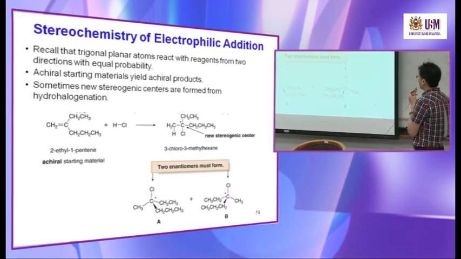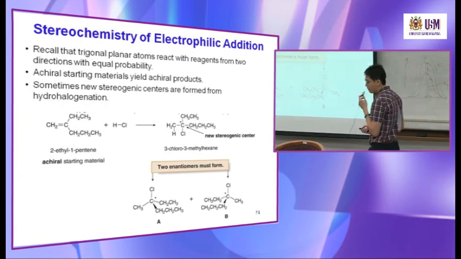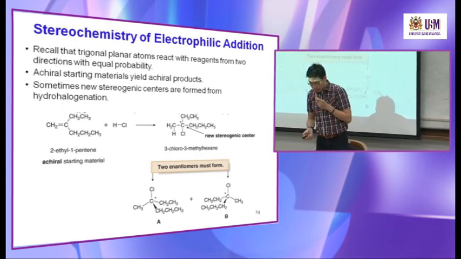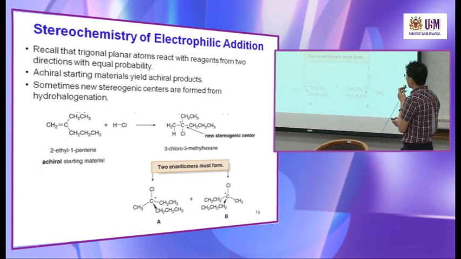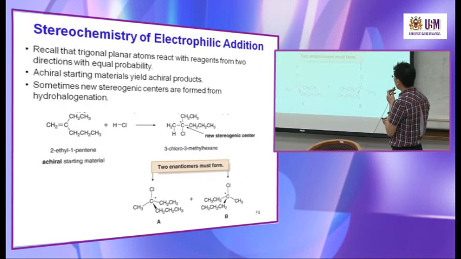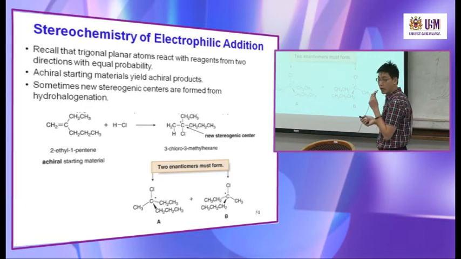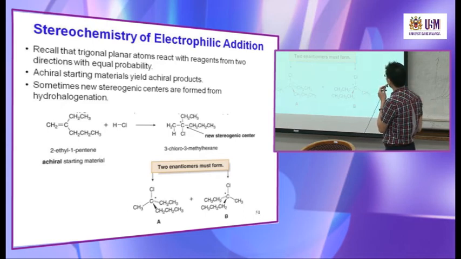So how about the stereochemistry of electrophilic addition? Recall that a trigonal planar atom reacts with the reagent from two directions with equal probability. That means the carbocation forms. Now you see the double bond attacks HCl, and following Markovnikov's rule, the H attacks here, and you are forming a new stereogenic center in this case. Because this is a carbocation, it's a trigonal planar structure, because there are only three bonds.